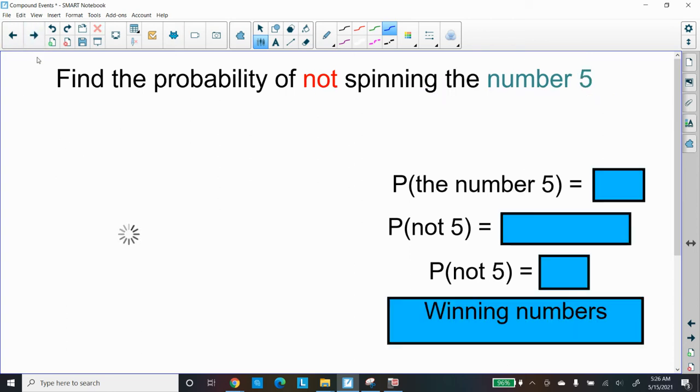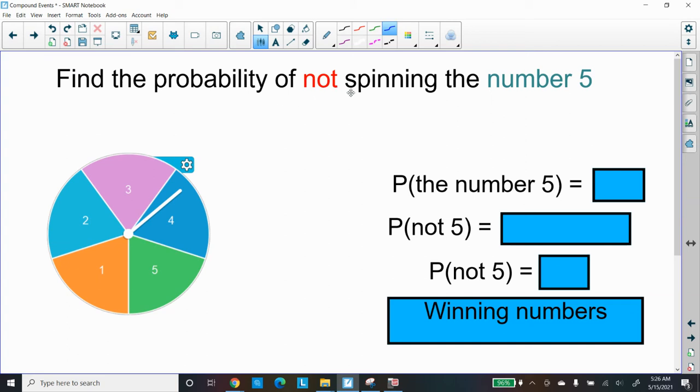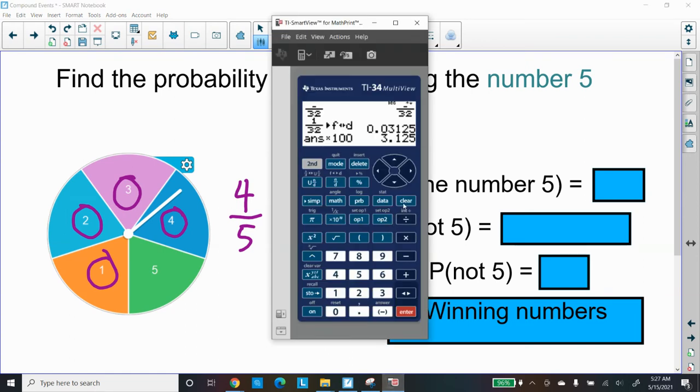Let's try another one. Find the probability of not spinning the number 5. So they don't want the number 5. Well, wait a minute. If they don't want the number 5, what numbers can we get? We can get a 1, 2, 3, 4. So the probability of getting those 4 numbers out of the 5 numbers is really good. It's 80%. And let me get my calculator just to make sure. Let's clear this. Type my fraction 4, 5, move over. And there's my fraction. I'm going to change it to a percent by multiplying it by 100. And I'll get 80%.